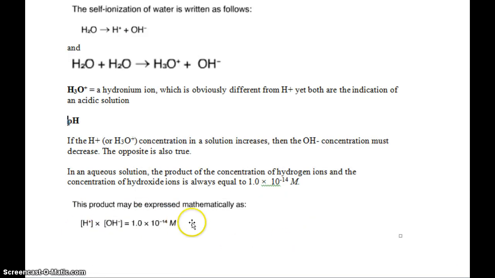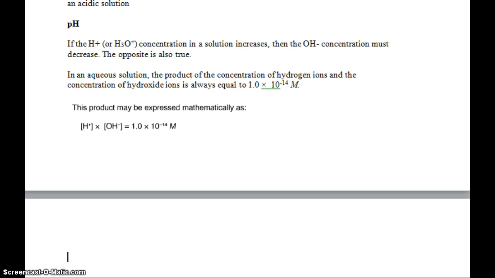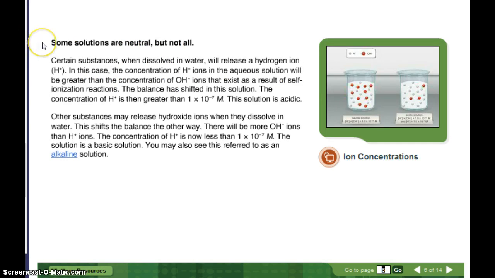And of course, you can express this mathematically. And very important that you remember, whenever you see those brackets, the brackets mean concentration of. So make sure you're reading that correctly. Some solutions are neutral, but obviously not all. Certain substances, when dissolved in water, will release a hydrogen ion. In this case, the concentration of hydrogen ions in the aqueous solution will be greater than the concentration of hydroxide ions that exist as a result of self-ionization reactions. The balance has shifted in this solution.